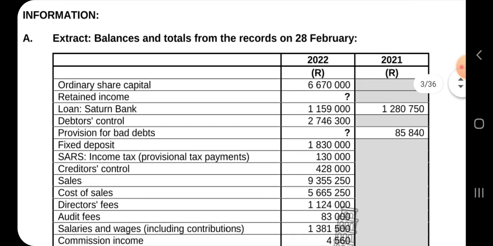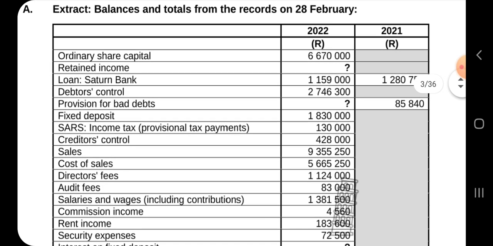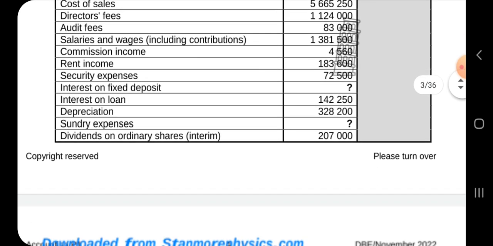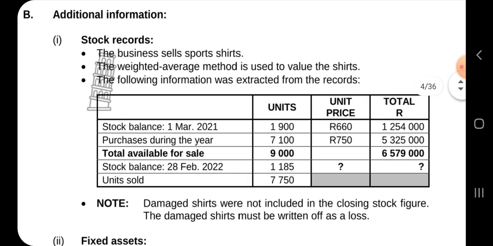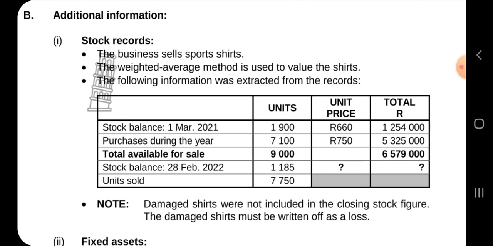So we are asked to refer to information B. This is an extract, balance sheet and totals from the records on 28 February, but that is information A, so we will skip that and go to additional information B1. This is where we were told to look at. The business sells sports shirts. The weighted average method is used to value the shirts. The following information was extracted from the records.